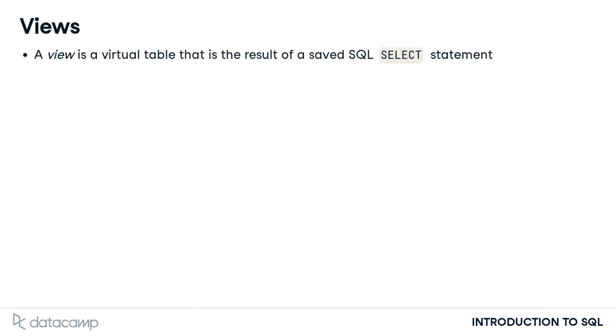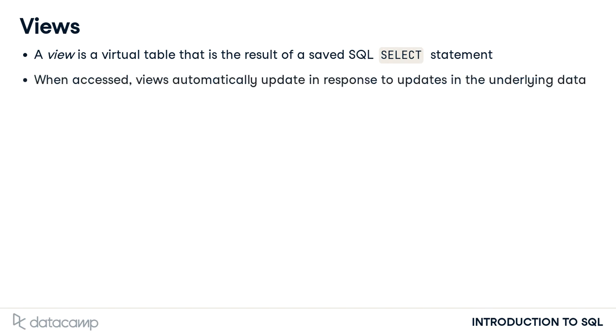Finally, let's discuss saving SQL result sets. In SQL, a view refers to a table that is the result of a saved SQL select statement. Views are considered virtual tables, which means that the data a view contains is not generally stored in the database. Rather, it is the query code that is stored for future use. A benefit of this is that whenever the view is accessed, it automatically updates the query results to account for any updates to the underlying database.